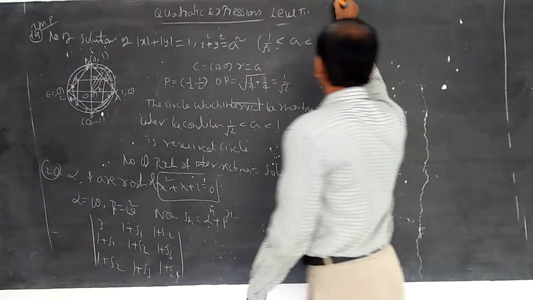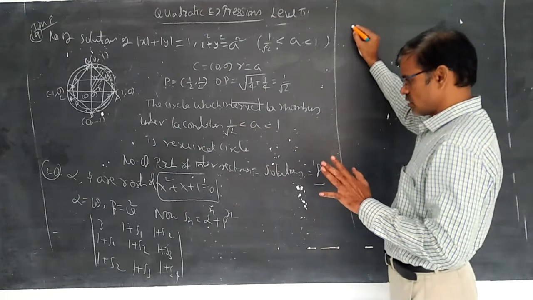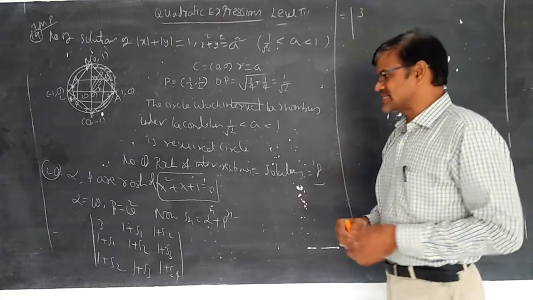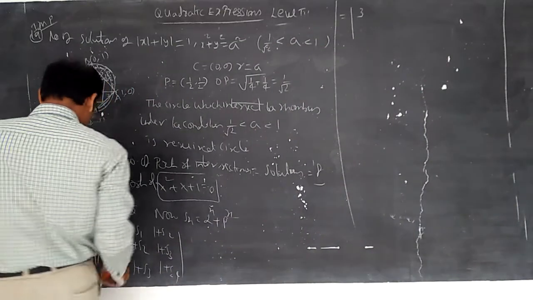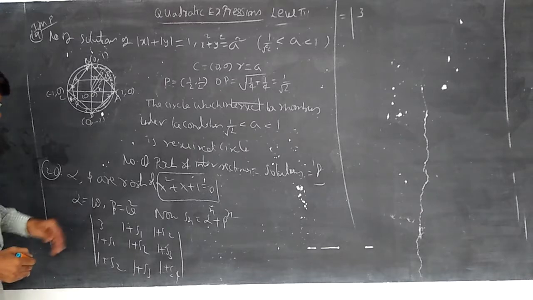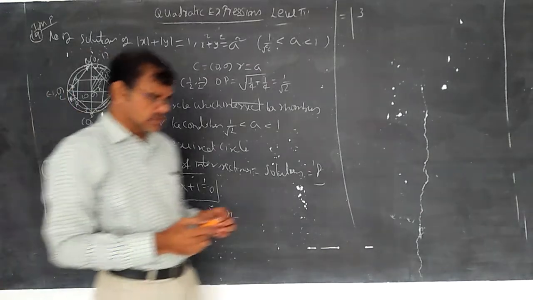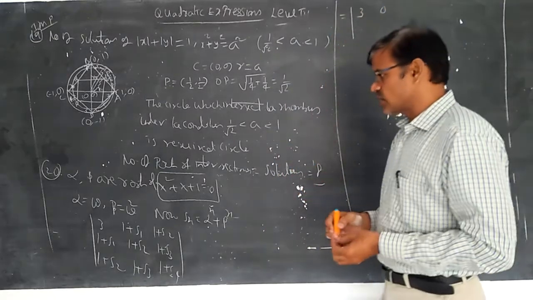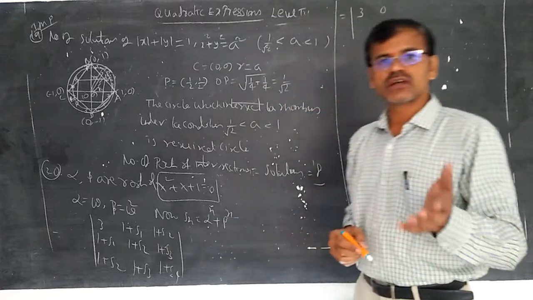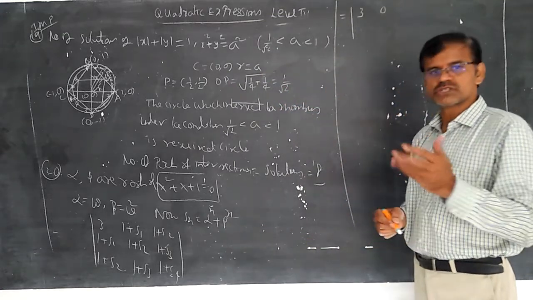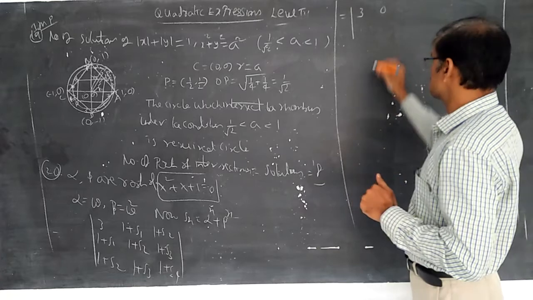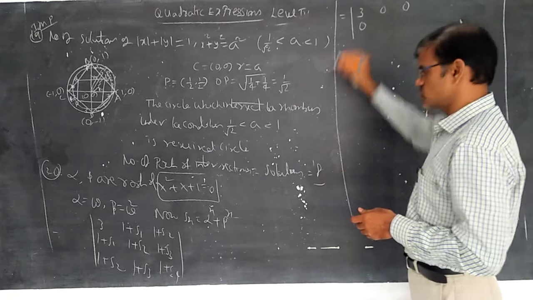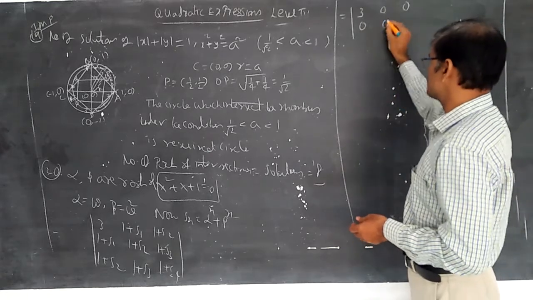So we can understand the determinant we need: 3, 1 plus S1. Students, S1 means omega plus omega square. Omega plus omega square becomes minus 1. So 1 minus 1 becomes 0. Next 1 plus S2. S2 means omega square plus omega power 4, which is also minus 1. So 1 minus 1 is 0. Now 1 plus S1, again it is 0. 1 plus S2, again it is 0.